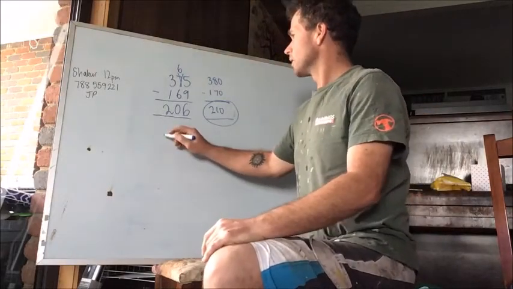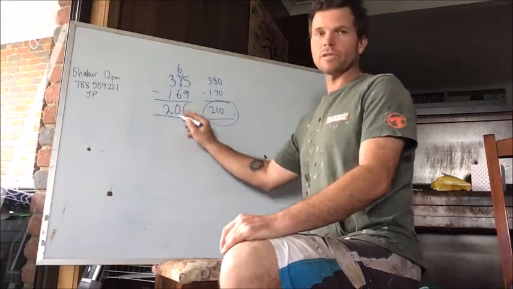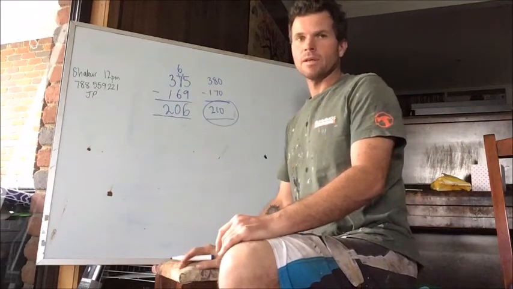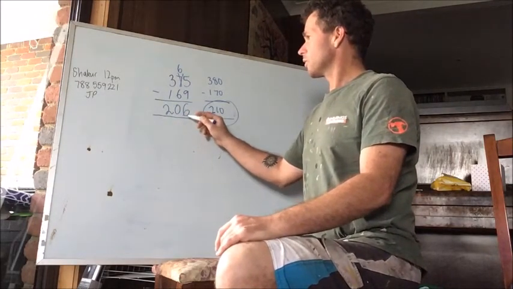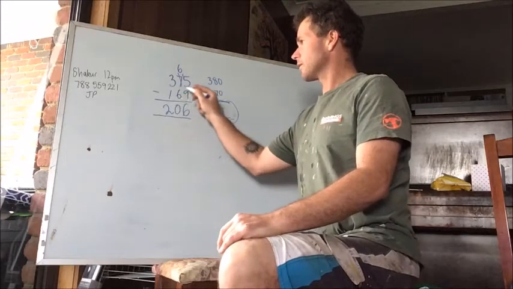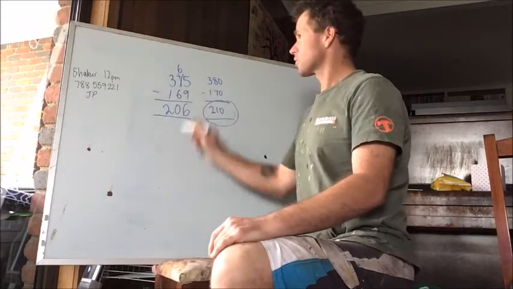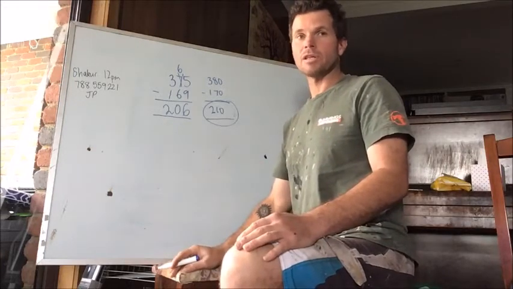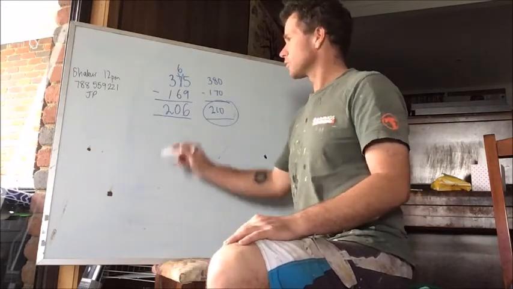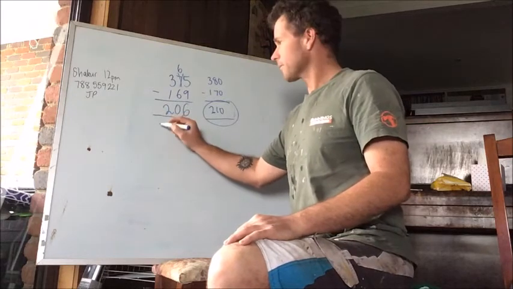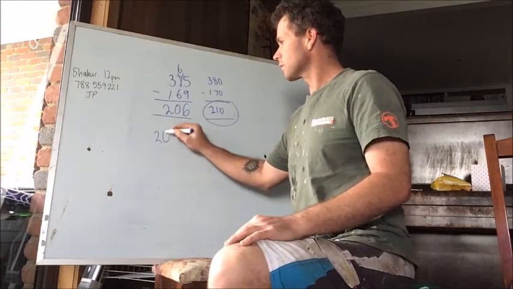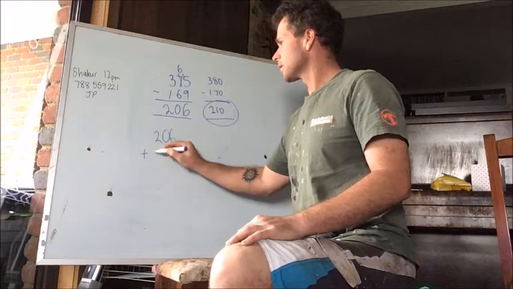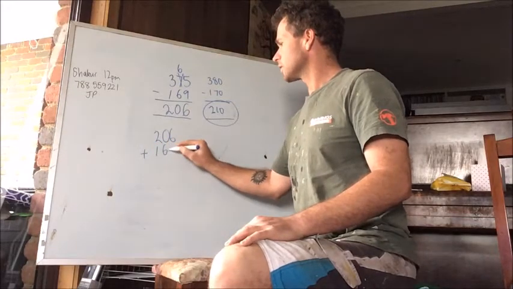So then what we do is, because this 206 is our answer, then what we need to do is add the smaller number, because 375 is obviously the biggest number. Now when we're doing addition, the biggest number will always be our answer. So what we need to do to double check, we'll go 206 plus 169.